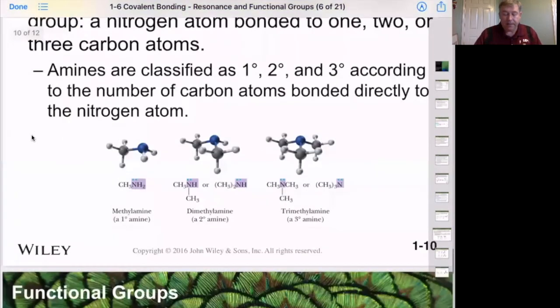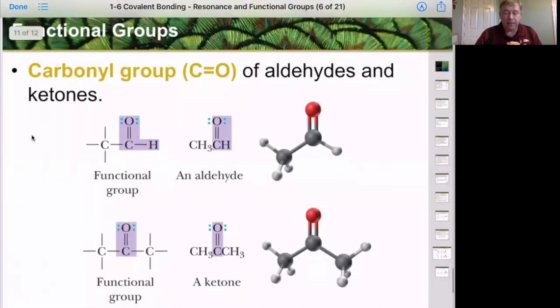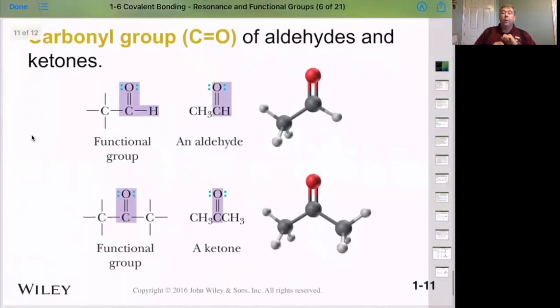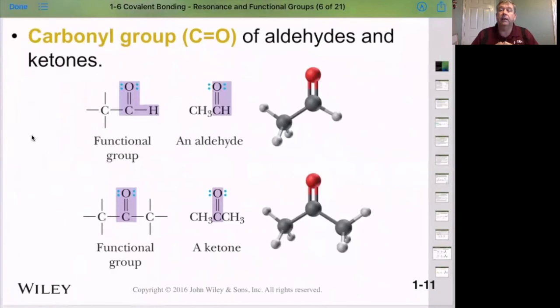Okay, the next functional group I want to talk to you about is the carbonyl group, okay? We have several things that involve the carbonyl group. The simplest one is where we have the carbonyl bonded to a carbon and bonded to a hydrogen at the same time, okay? So we have a carbonyl, which is the C double bond O. It's a nice trigonal planar structure. And if it's bonded to a carbon and a hydrogen, we call that an aldehyde, okay?